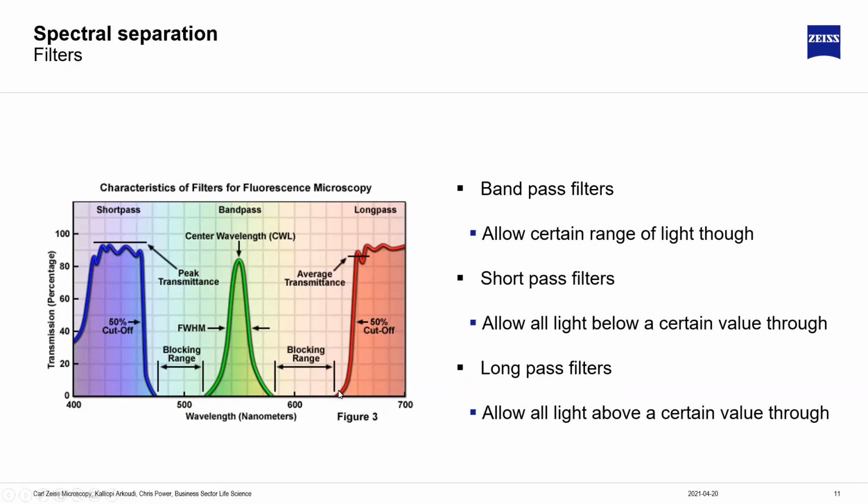You get different properties of filters, but most commonly people refer to what's known as the 50% cutoff. So if you have a filter that's described as a 470 short pass, what that means is it's probably blocking down to very close to 470, maybe 460, and then it allows 50% of the light through at 470, and probably by 465, it's allowing most of the light to come through.